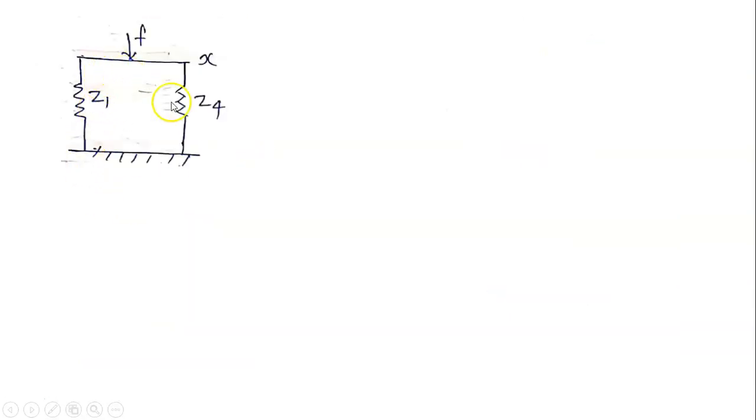See that in the next diagram, Z1 will remain the same. Z2 and Z3 are replaced by Z4. This force F is acting. This X coordinate is there, and this is now the ground coordinate. Now, from the diagram we are observing that Z1 and Z4 are in series. Therefore, Z1 and Z4 are in series.